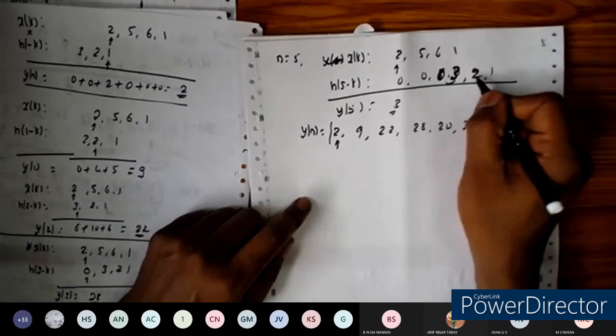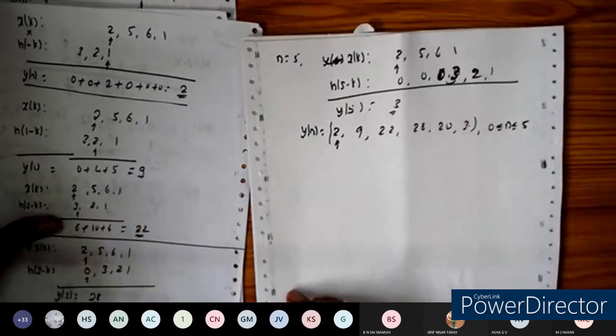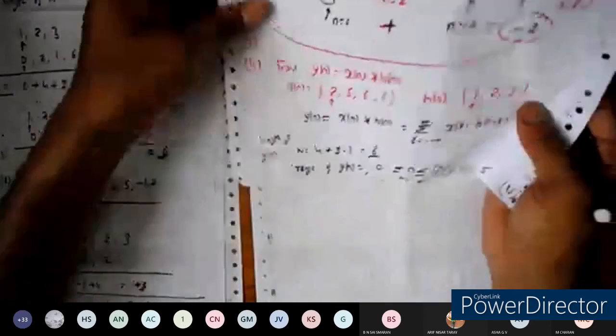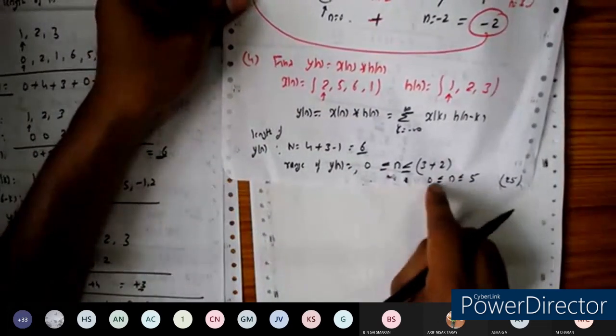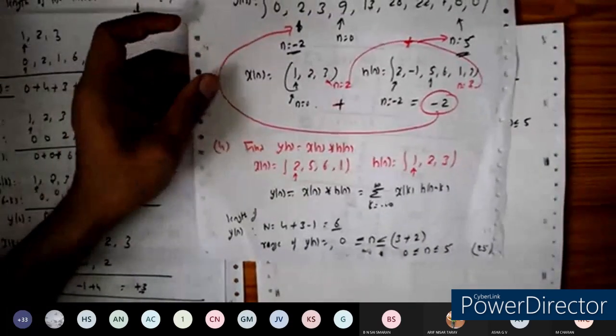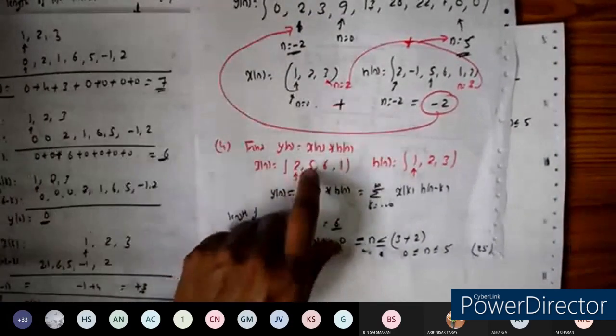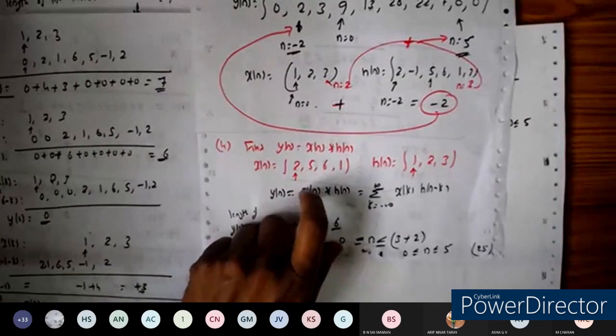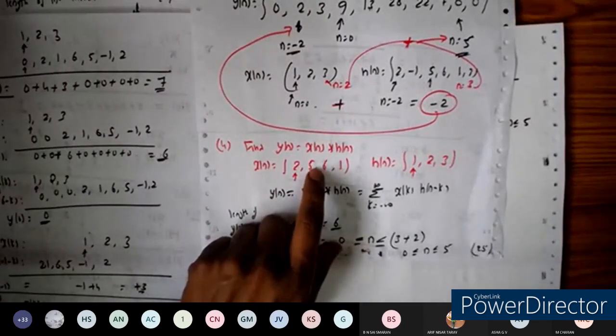So this is how, in this problem, we have calculated how to find the range. This method is called the shifting and sliding method. So you understood the problem. Do you want me to do some more problems on this method?